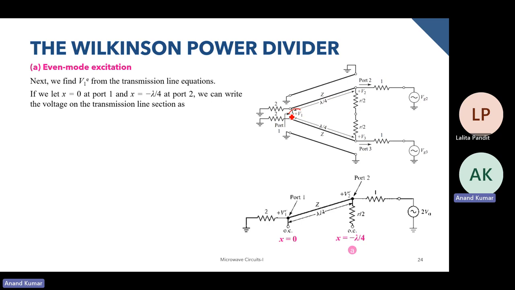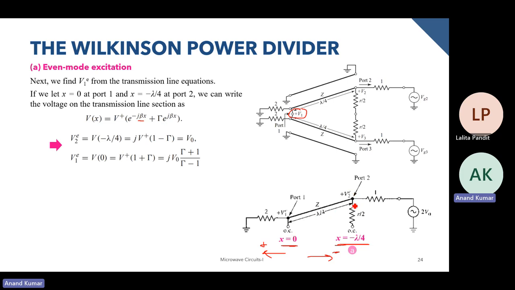Now, to find out the voltage over here, we'll use the transmission line equations. Let us take this particular node as x equal to 0, and this node as x equal to minus lambda by 4. So this is the positive axis, and this is the negative axis. Looking from here, the voltage expression Vx can be written as V plus e to the minus j beta x, plus the reflection coefficient gamma times e to the j beta x. For the transmission line, this is V2E over here and V1E over here. At both nodes we can substitute the value of x as 0 and minus lambda by 4, and we get these two values.